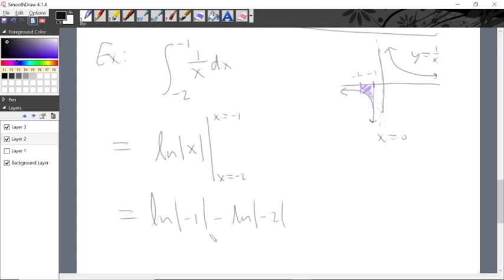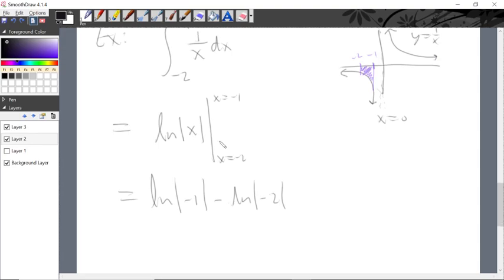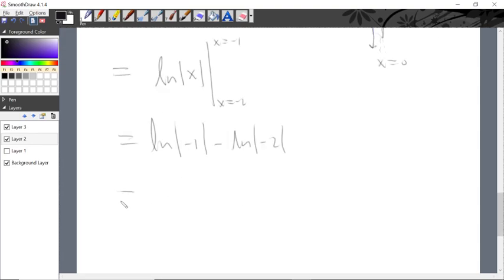And again, I hope you can see how important it is to put the absolute value there. If that absolute value was not there, and we tried to do the natural log of -1 and the natural log of -2, we would get error messages from our devices. This is a domain error. And that does not mean the integral doesn't exist. It means that we chose the incorrect antiderivative. So the correct antiderivative for 1 over x is the natural log of the absolute value of x to avoid those domain issues. So this is equal to the natural log of 1 minus the natural log of 2.